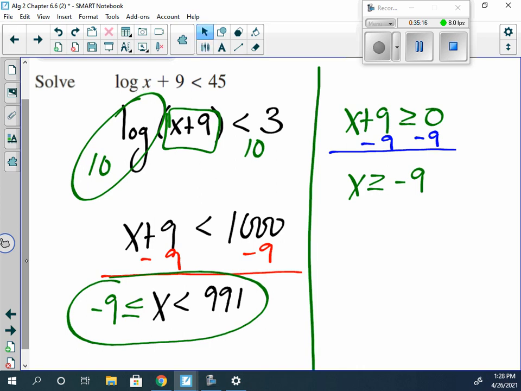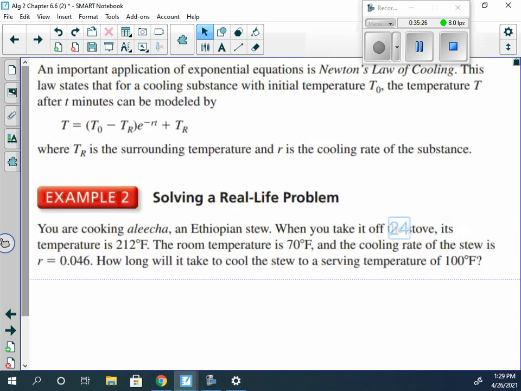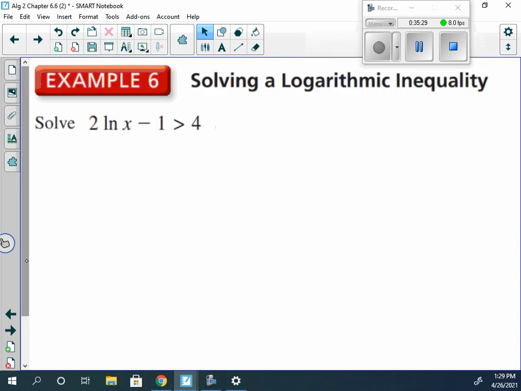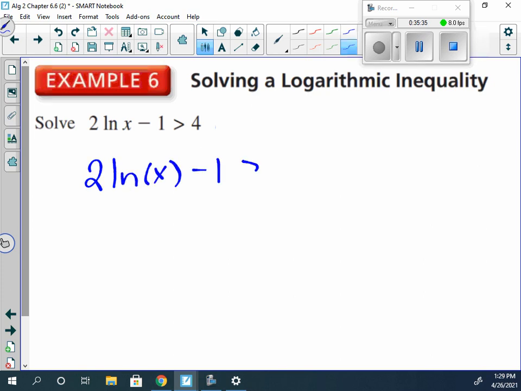Any questions on any of this here so far? Are we good with this here? We just have one more. This is the last one that we're going to look at here. So we have 2 natural log of x minus 1 is greater than 4.